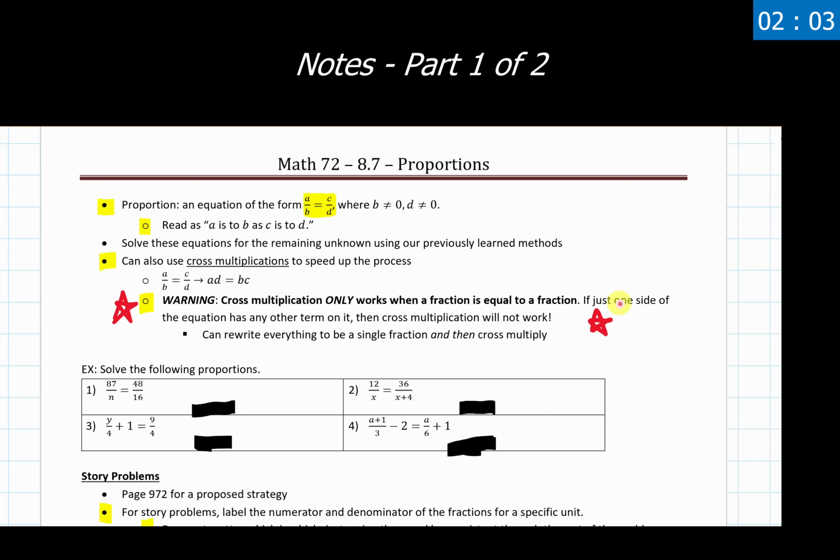If there is anything else where we have addition or subtraction on either side of the equation, then cross multiplication will not work. I have seen and heard of some people trying to find workarounds to make it actually work, and at best it works in very, very specific situations where people got lucky that it worked, so I would not recommend making that a habit or looking for a trick around that.